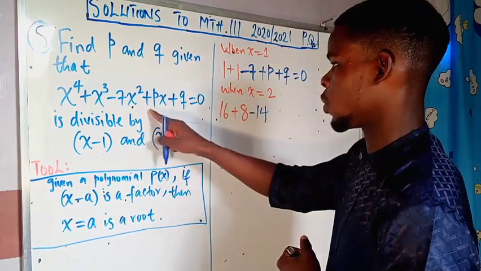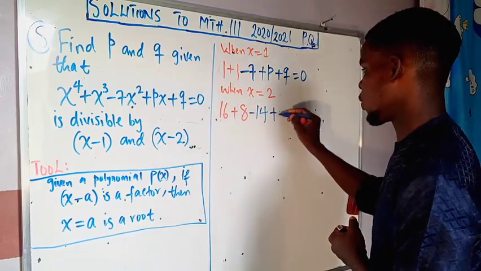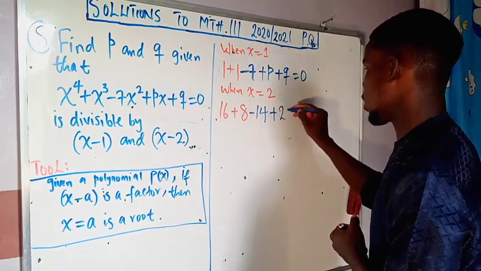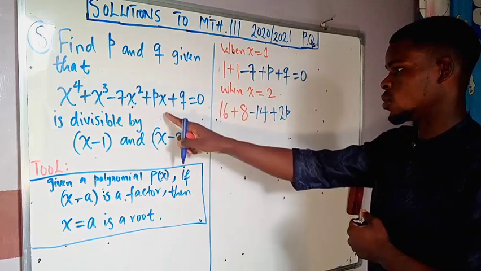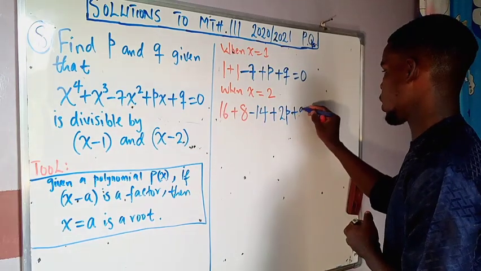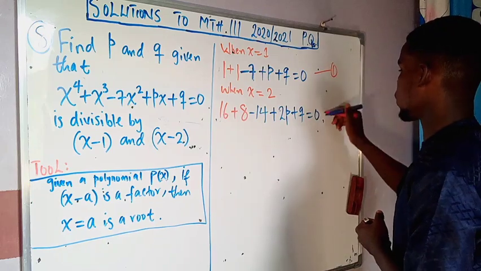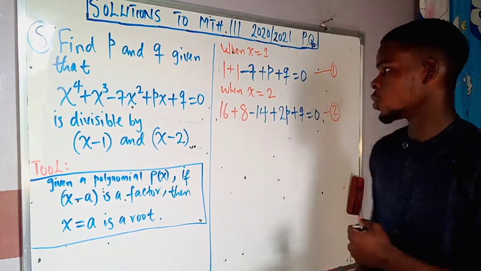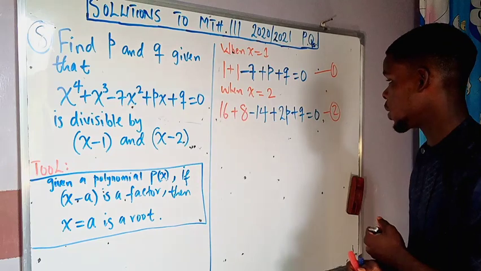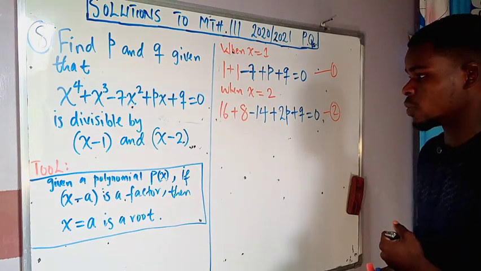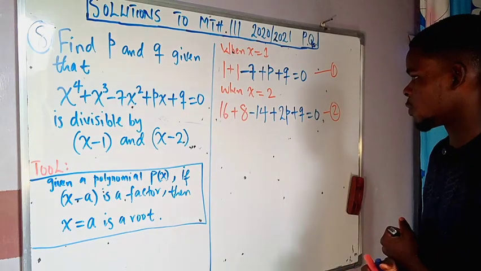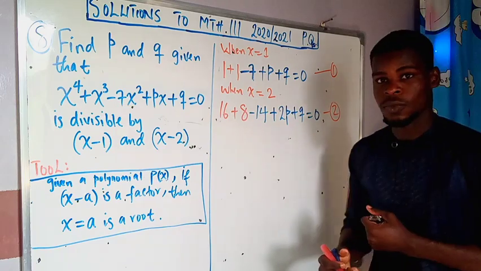Then we're going to add 2p, so we're going to say 2 times p. That is from the fact that x is 2, and then we add q to that, and then we equate it to 0. So this is like having an equation 1 and equation 2. So we're going to solve the two equations for the values of p and q. This right here is just simultaneous equations. So let's see how we can get on with it.